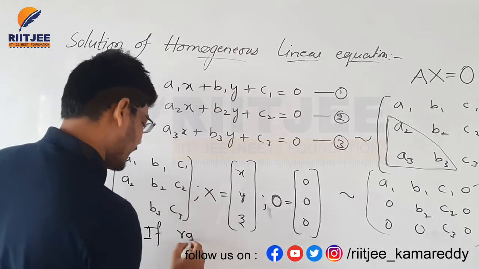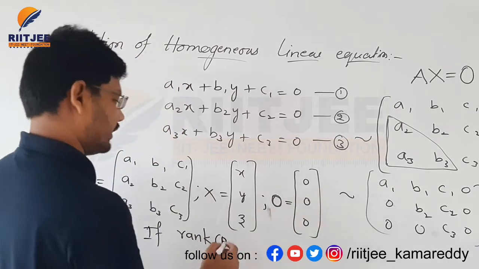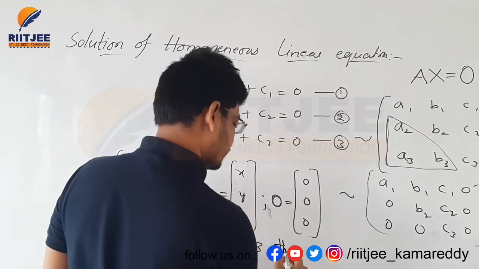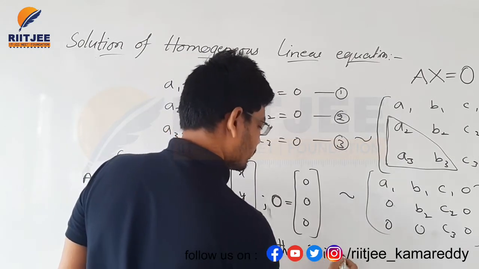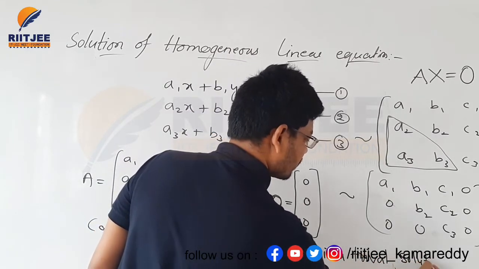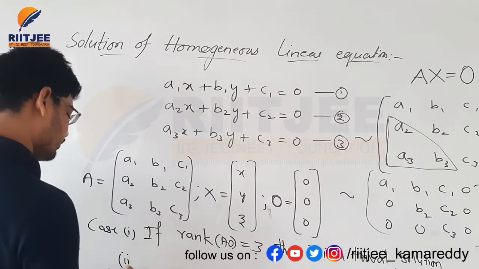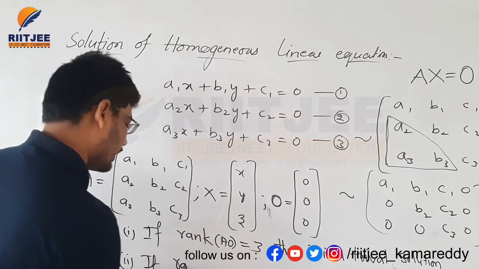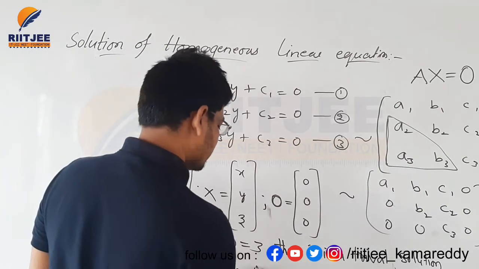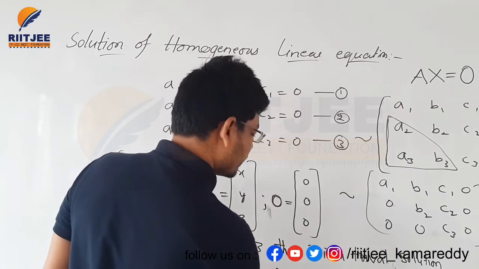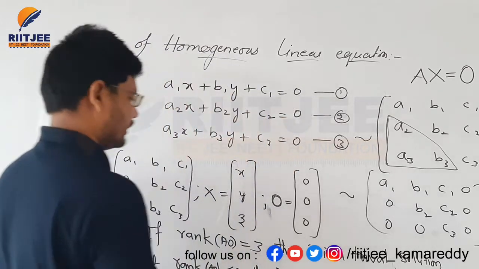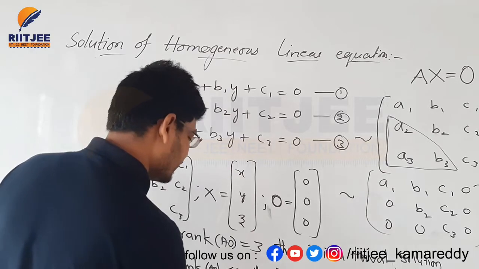If the rank of AO is equal to 3, then it is a trivial solution, where x is equal to y is equal to z is equal to 0. And the second case, if the rank of AO is less than 3, then it is a non-trivial solution.